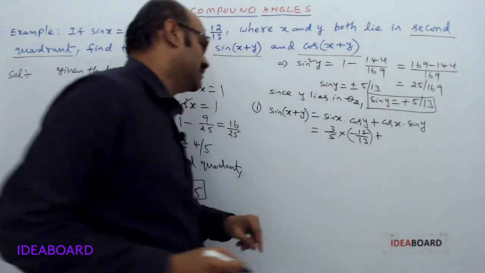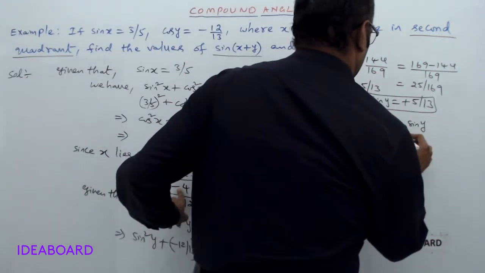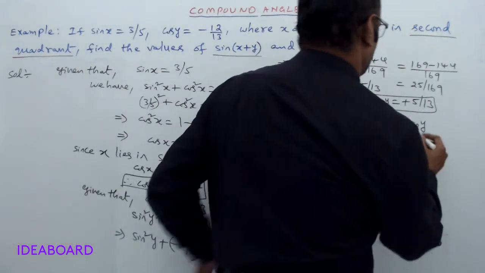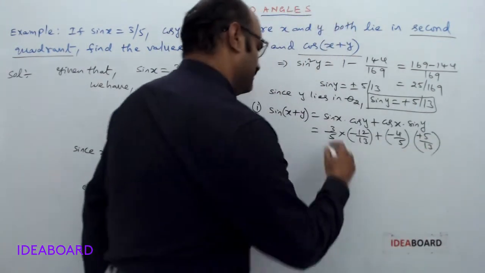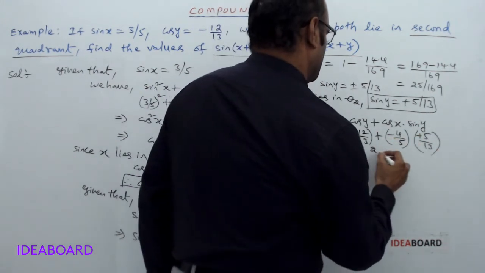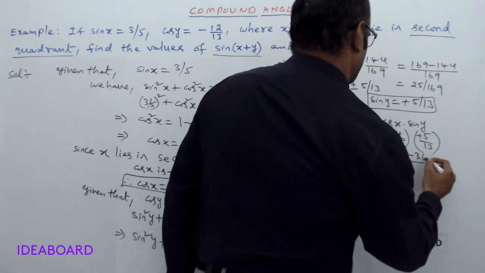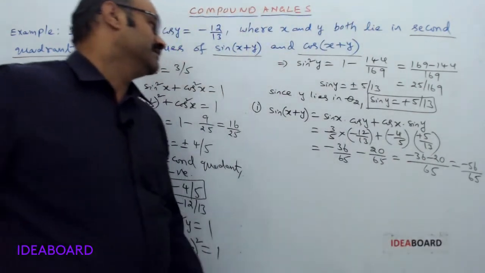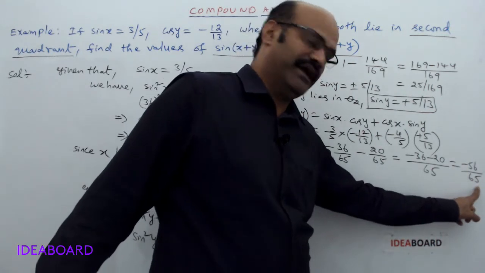plus cos x equal to minus 4 by 5 into sin y equal to 5 by 13. So it implies minus 36 by 65 minus 20 by 65, LCM 65, minus 36 minus 20, so minus 56 by 65. Sin of x plus y equal to minus 56 by 65.